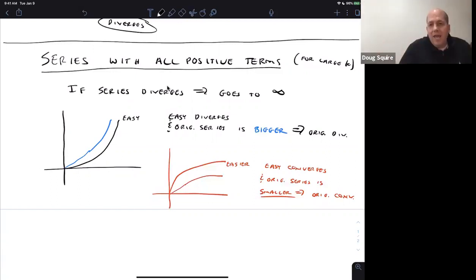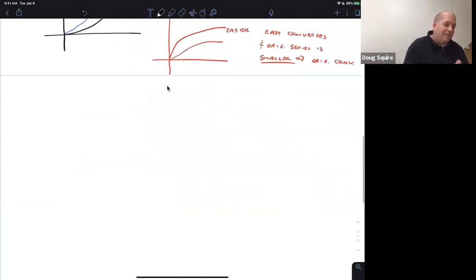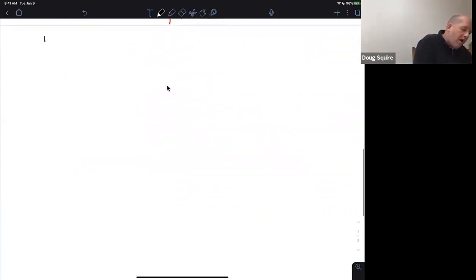Okay, but what you're saying is also the reason why, if it's not a series with all positive terms, then these conclusions are not correct. Does that make sense? Yeah. If it is all positive terms, then this is right. Okay. All right. So directions again are just prove whether the series converges or diverges.